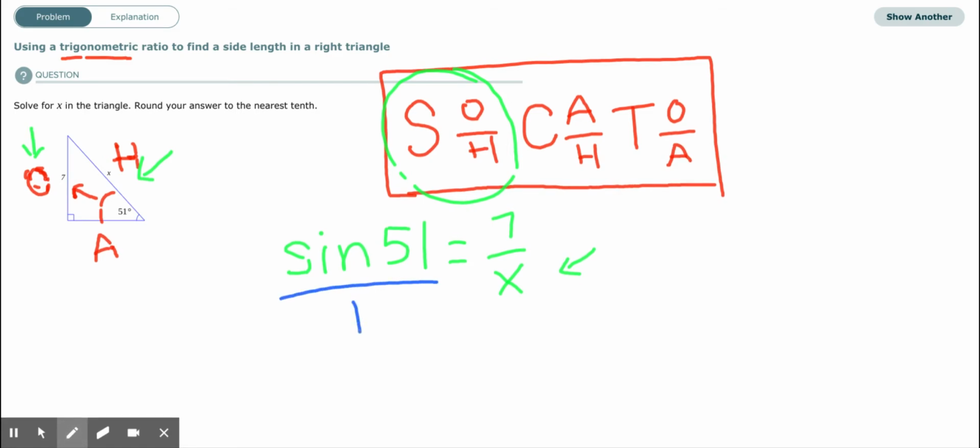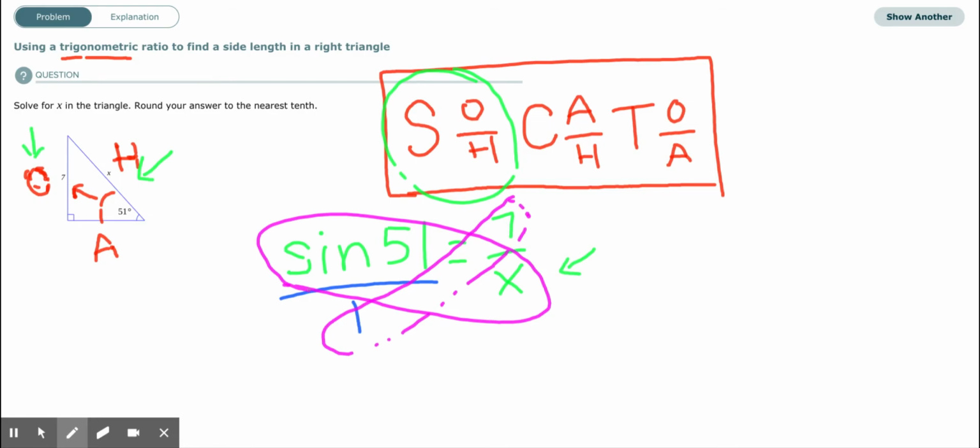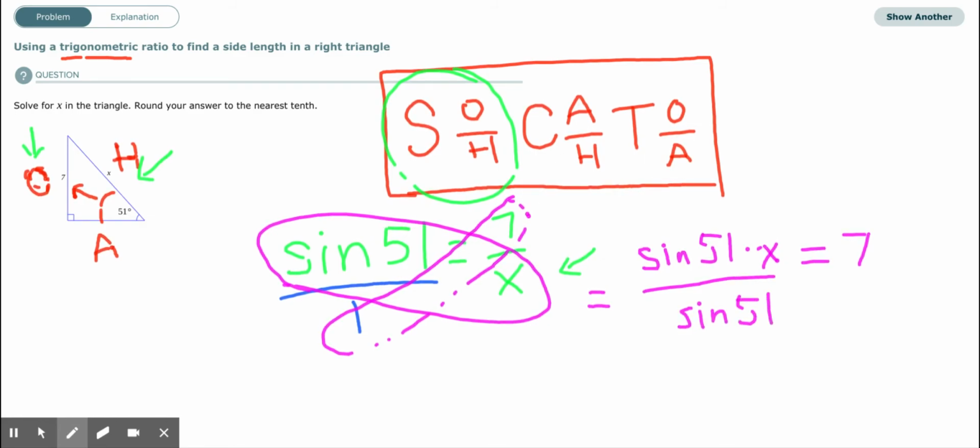Really, sine of 51 is the same as sine of 51 divided by 1, because anything divided by 1 is itself. Now we can use cross multiplication in order to get the x out of the denominator. So if we were to write this after we cross multiply, it would be the sine of 51 times x is equal to, well, 1 times 7 is just 7. Now, if we wanted to get x by itself, since this is a multiplication, we would have to divide both sides by whatever the value of the sine of 51 is equal to.